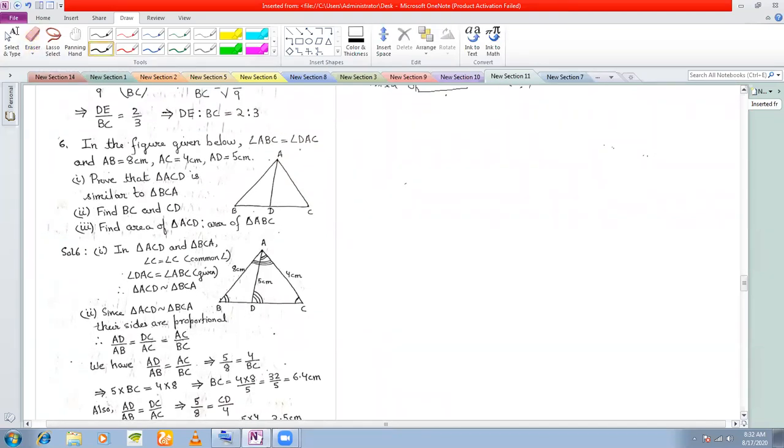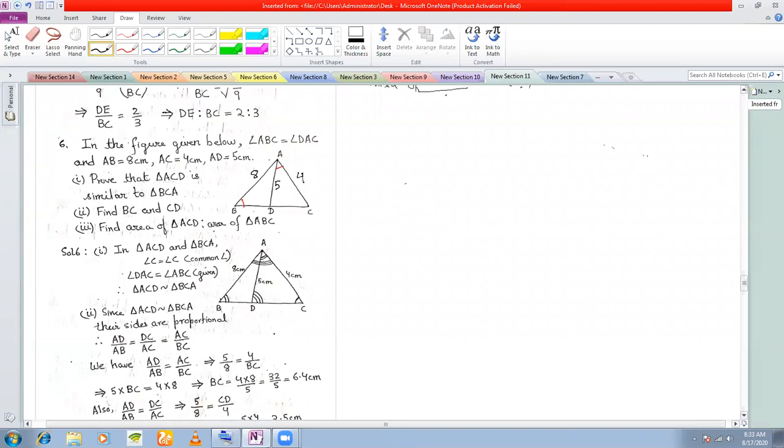In the given figure, angle ABC is equal to angle DAC. Okay, fine. So let me mark the given angles. Angle ABC, this angle, is equal to angle DAC, this angle. AB is equal to 8 centimeters. So AB is given to be 8 centimeters. AC is 4 centimeters. This is given to be 4 centimeters. ED is 5 centimeters. So this is 5.